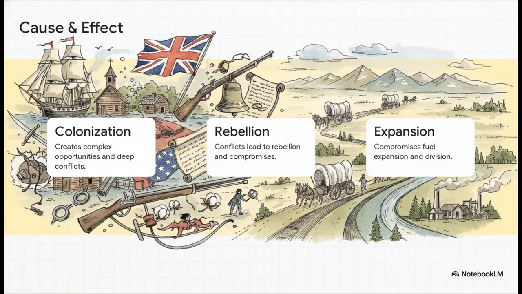And this brilliantly illustrates our chain of cause and effect. Look at Step 1. Colonization creates complex opportunities and conflicts. Step 2. Those early conflicts boil over into rebellion, resulting in some very fragile constitutional compromises. And finally, Step 3. Those very same compromises fuel rapid westward expansion, which just deepens sectional divisions. It's all connected. Every single era directly triggers the next.